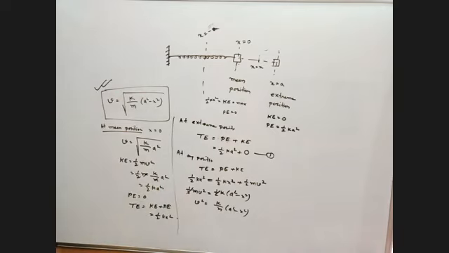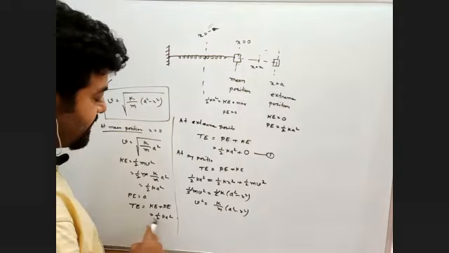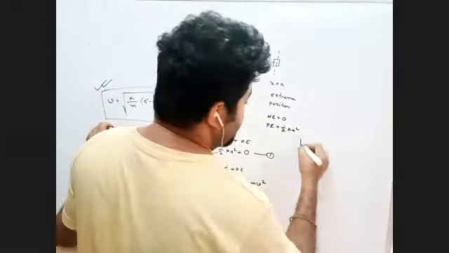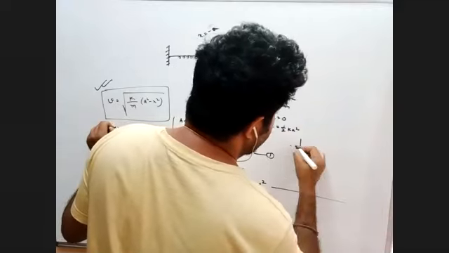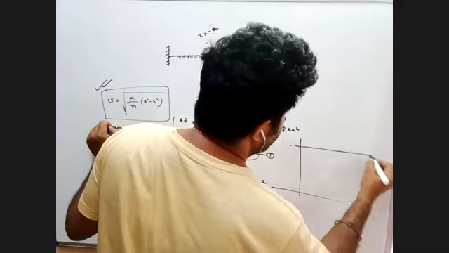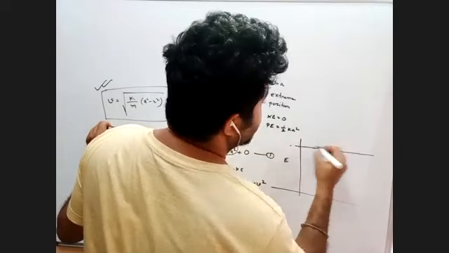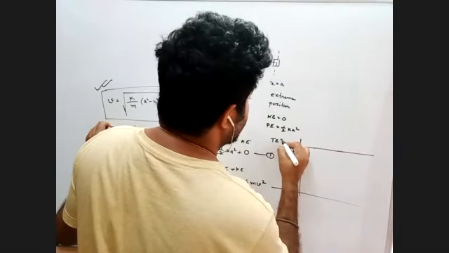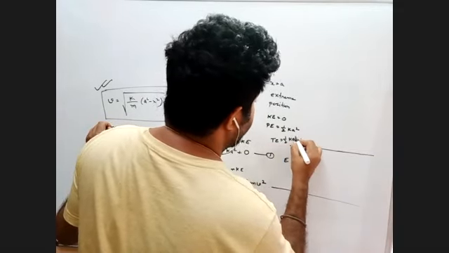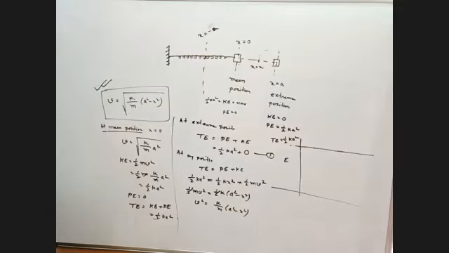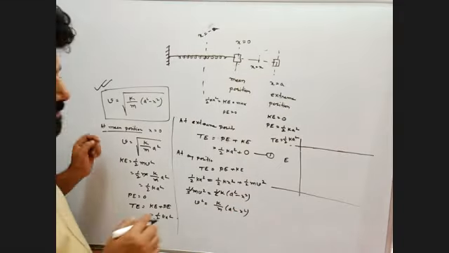So in all these cases, your total energy is half k a square, and so that's why the graph is a little bit different. This is the total energy, that is half k a square, where a is the extreme position.